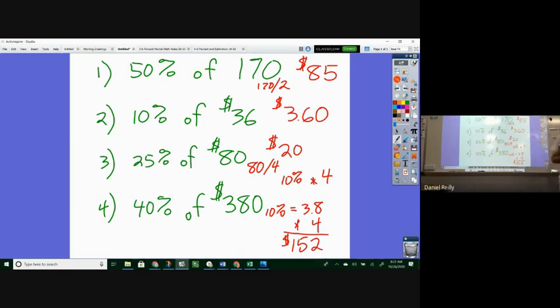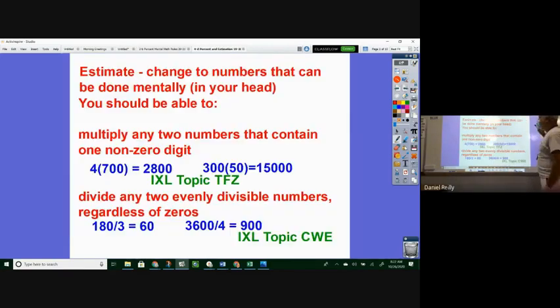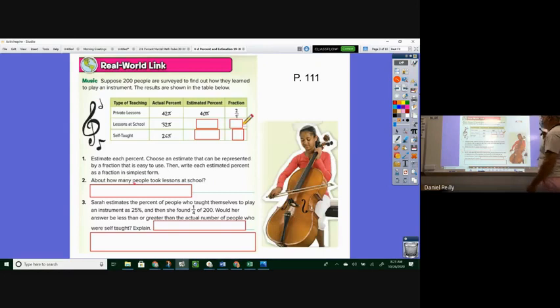So that's how you do these problems. Your homework is a bunch of these, okay? So again, we talked about estimating, and that means to do things in your head. There's a couple IXL topics to do these practice multiplications to help with those. It's good practice. They're optional. I will post them on Google Classroom.